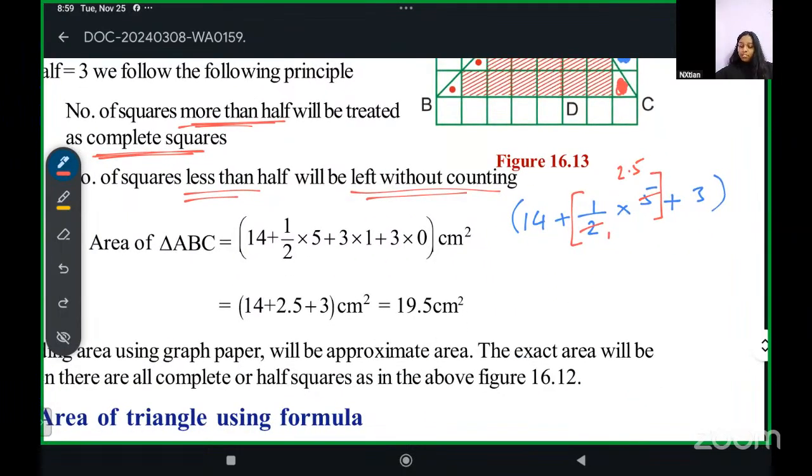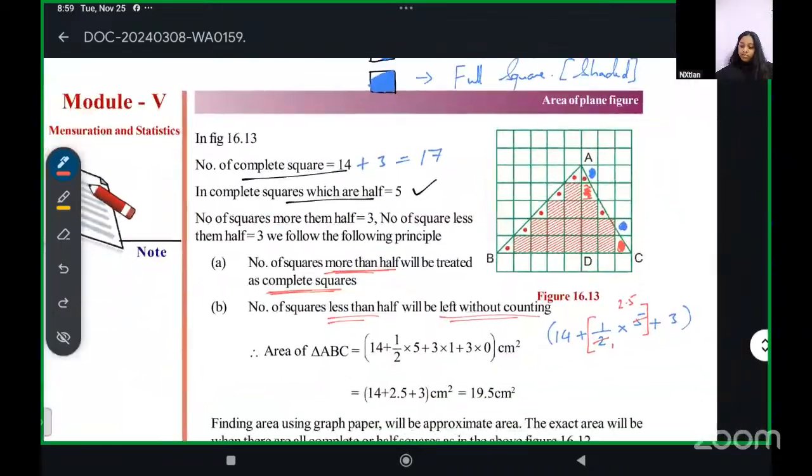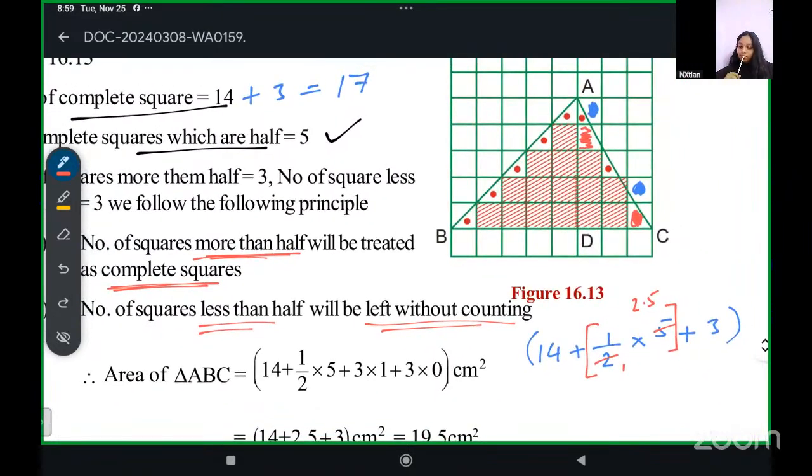Ma'am, can you just scroll a little bit up? I want to see the figure, ma'am. If you count the base, it's 1, 2, 3, 4, 5, 6, 7, 8. And if you count the height, it's 5. So base into height, it's 40. Then 40 divided by 2 is 20.